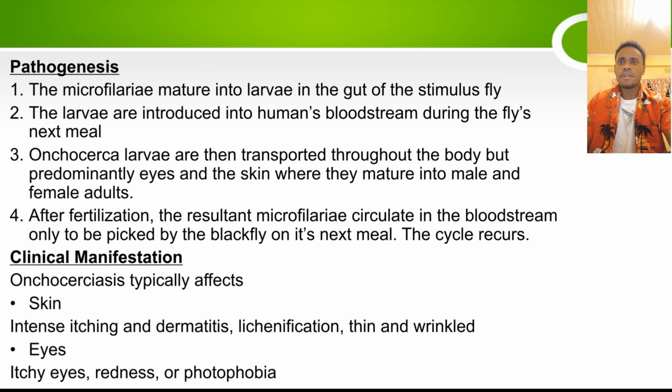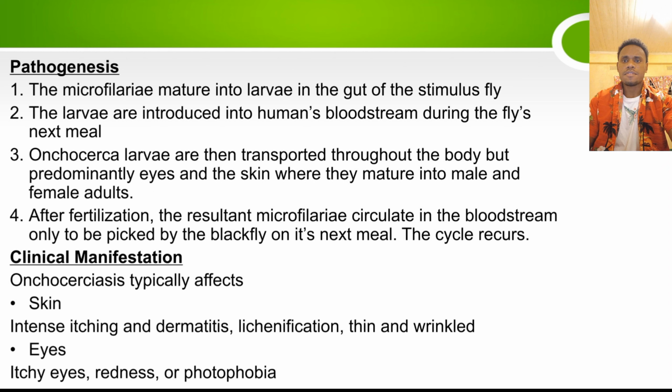So first, the microfilariae mature into larvae in the gut of the black fly, followed by the larvae which are introduced into the human's bloodstream during the fly's next meal. And the Onchocerca larvae are then transported throughout the body, but predominantly the eyes and the skin, where they mature into male and female adults. After fertilization, the resultant microfilariae circulate in the bloodstream only to be picked up by the black fly on its next meal, and then the cycle reoccurs.